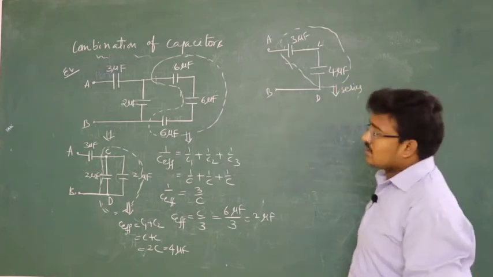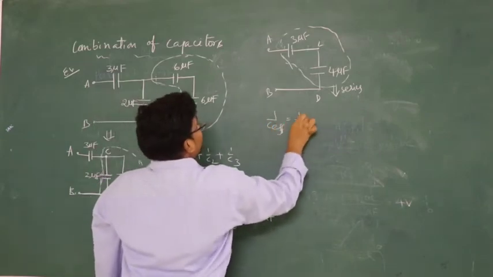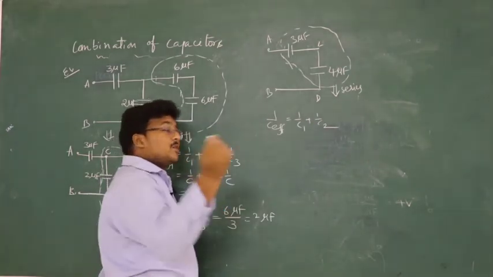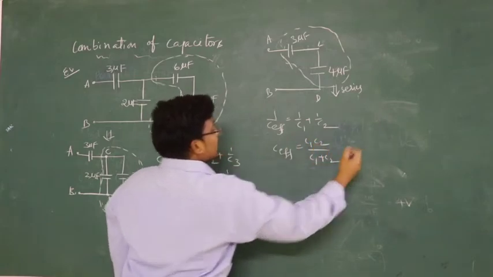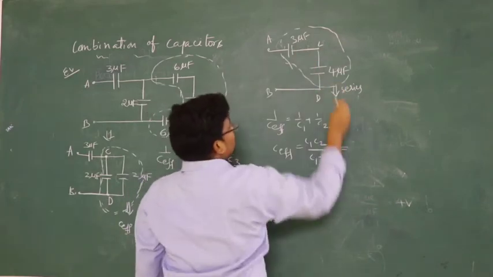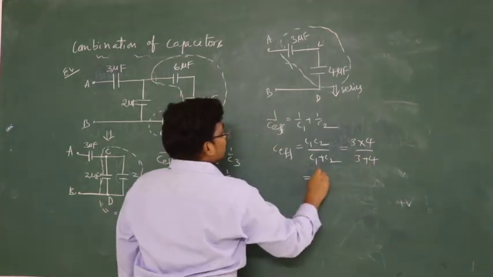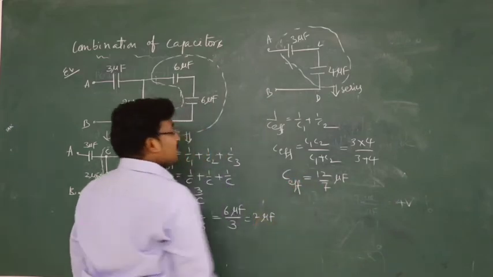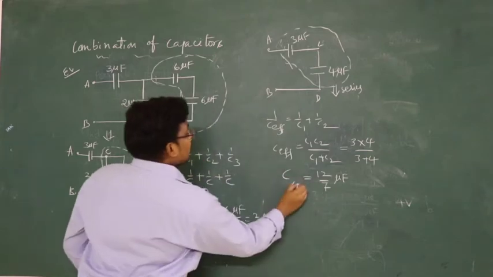So in series, what is the formula? In series, 1 by C effective is equal to 1 by C1 plus 1 by C2. I already told you one thing: it is simple to use product upon sum if there are two. What is the product? 3 into 4. What is the sum? 3 plus 4. 3 into 4 is 12, so 12 by 7 microfarad. This is the equivalent or effective capacitance between the terminals AB.